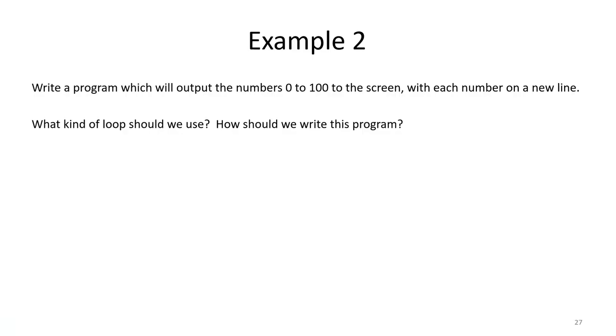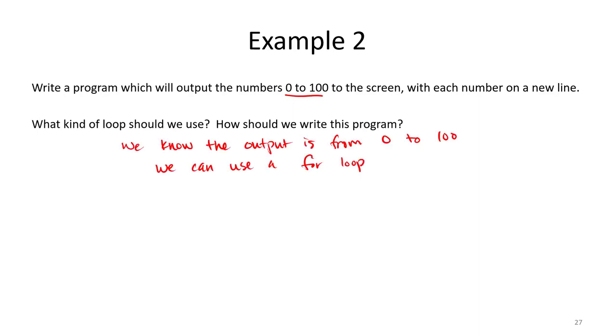Write a program which will output the numbers 0 to 100 to the screen with each number on a new line. What kind of loop should we use, and how do we write this program? Well, notice we know how many times this program needs to run. We can use a for loop. For loop might be the most convenient way. Alternatively, a while loop could also work.